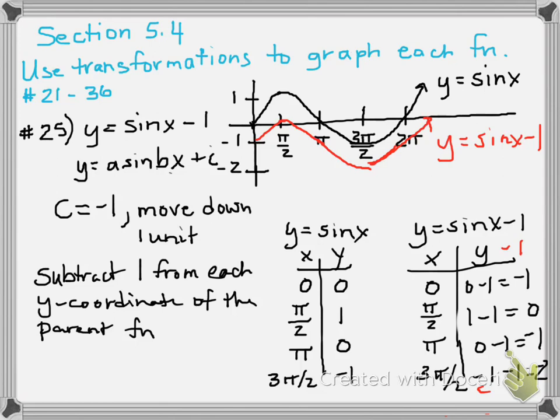So again, you compare it to the general equation for sine, which is y equals a sine bx plus c. C lets you know that you're moving up or down. In this case, it's minus 1, so every y value is moving down on your graph. Then I showed you using a table how you find your new y's, and then you plot the points. Hopefully that's helpful.